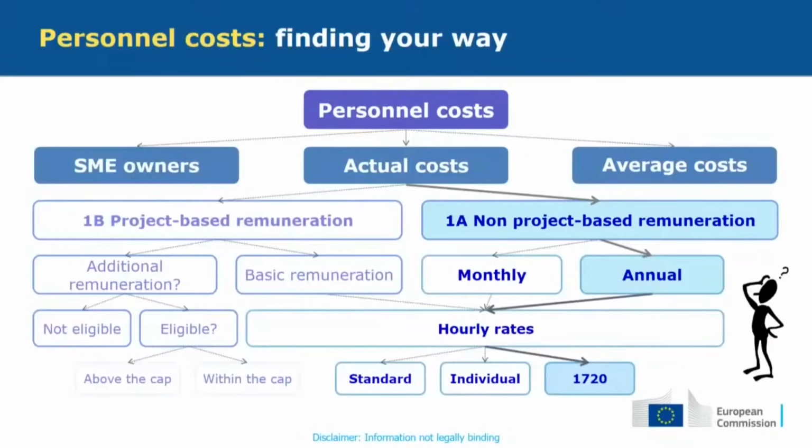So the biggest difficulty when calculating your personal cost in Horizon 2020 is probably to find your way within this tree of different options. To simplify this task, we have already marked there for you what we consider to be the easiest way to calculate them. It doesn't mean that you must go down that line. You may take the other options.